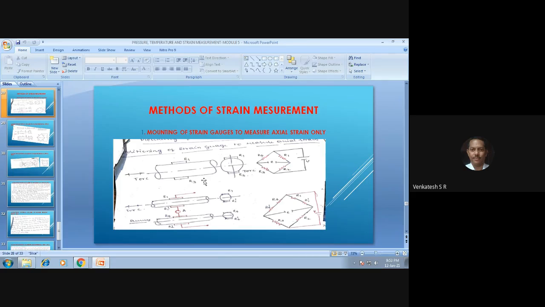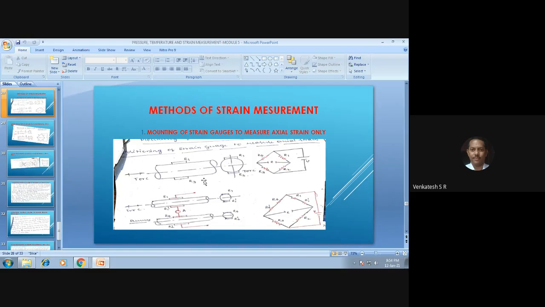Below that write down subdivision number 1, mounting of strain gauges to measure axial strain only. I repeat, number 1, mounting of strain gauges to measure axial strain only.